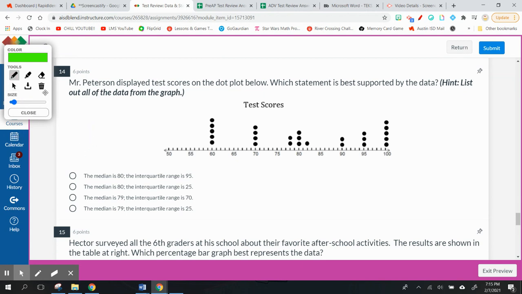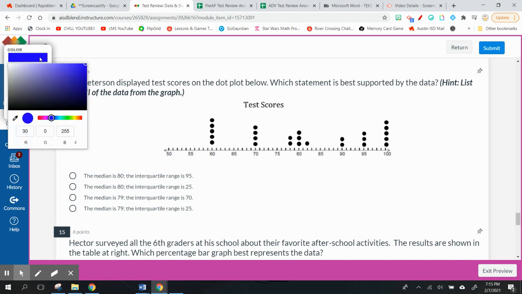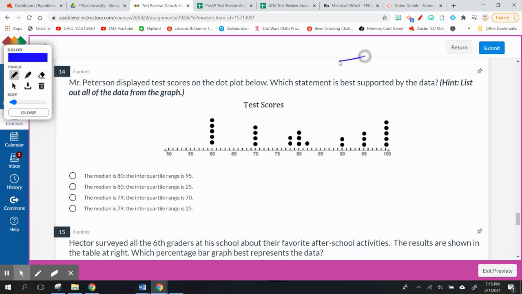Mr. Peterson displayed the test scores on the dot plot below. Which statement is best supported by the data? Ooh, we have a hint. List out all the data from the graph. All right, because we have a dot plot, but our answer choices are median and interquartile range. So I think I'm going to start this one off by listing out all of the data. So we've got 1, 2, 3, 4, 5 people. It said 60. Yes, we have a little bit of work to do, but you guys, a little elbow grease.